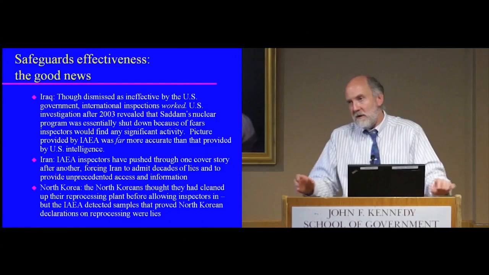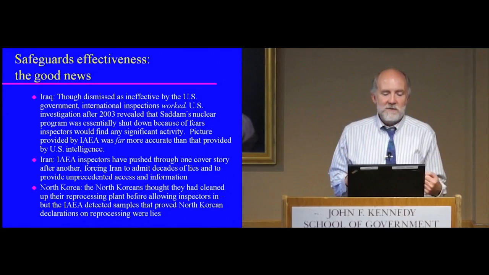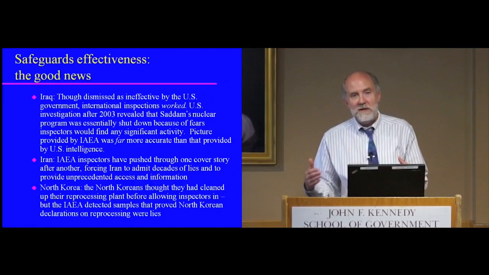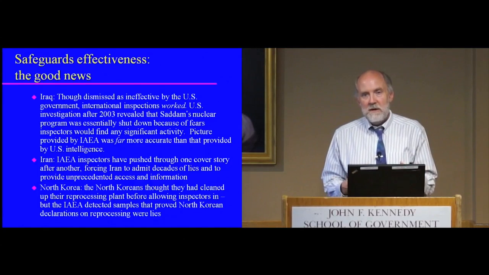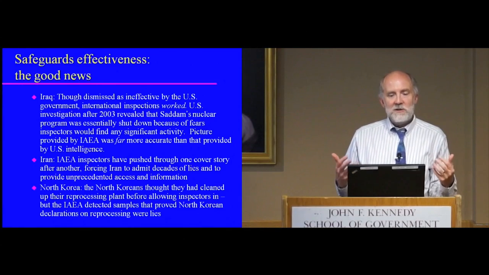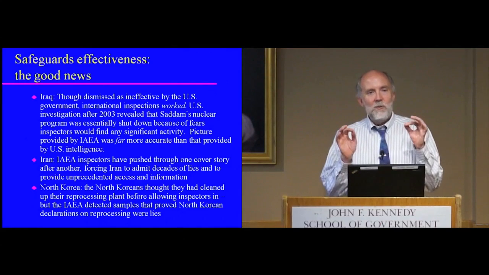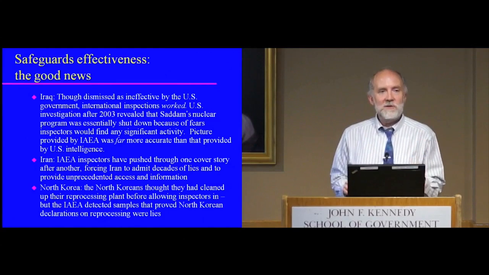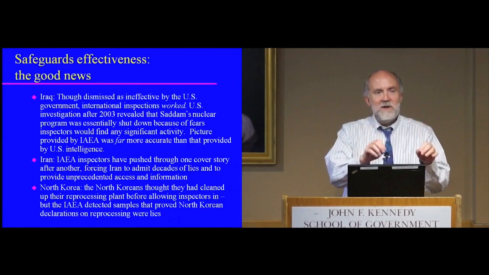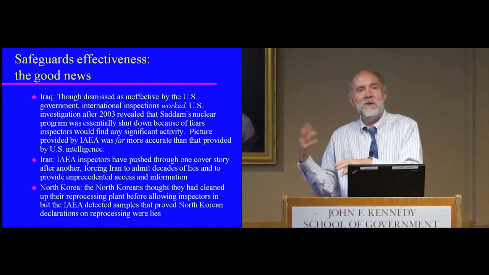So if you ask, are safeguards effective? I would say there's both good news and bad news. On the good news side, in Iraq after 1991, with this extraordinary inspection regime imposed by the United Nations Security Council, the inspections did exactly what we hope international inspections would do. The purpose of inspections is to deter cheating by the risk of timely detection and the fear of what would be the result of detection.